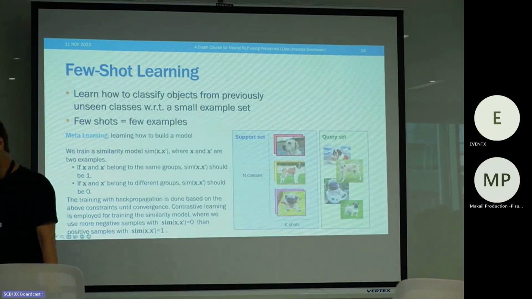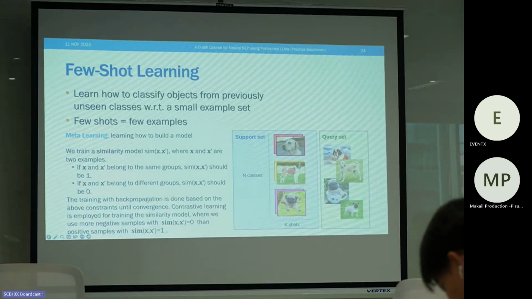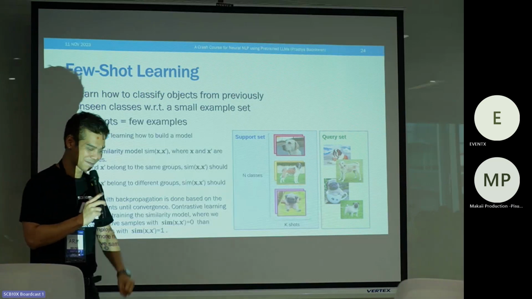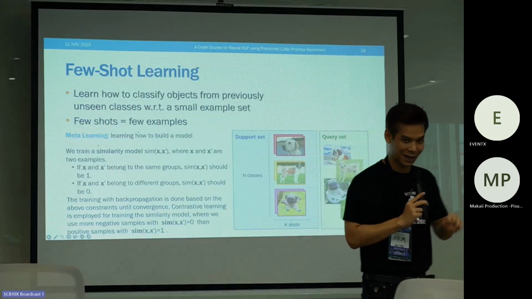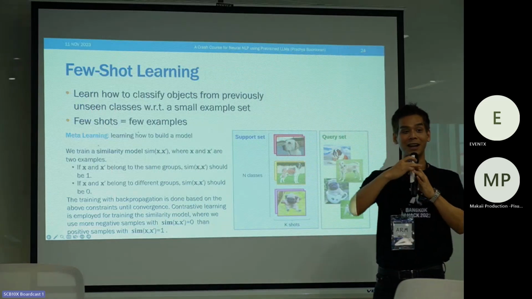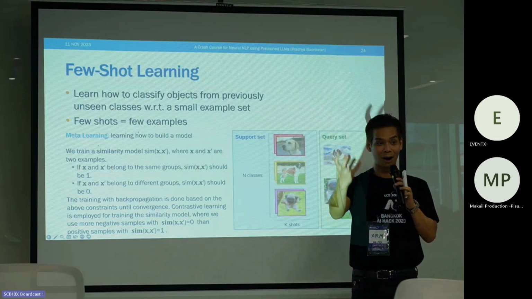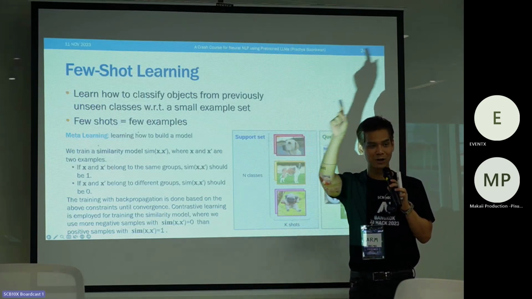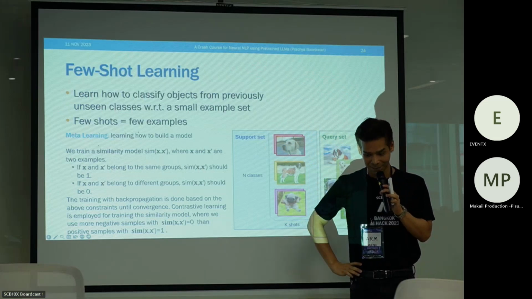The few-shot learning is a kind of meta-learning. In the theory of machine learning, there are two kinds of learning. The first one is classical learning. Classical learning means you've got an input, you've got the output, and you build a model. You learn how to produce the output from the input. That's it.